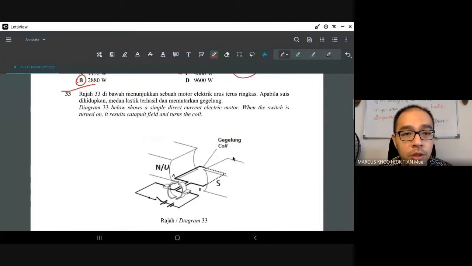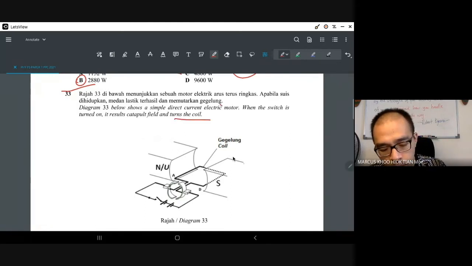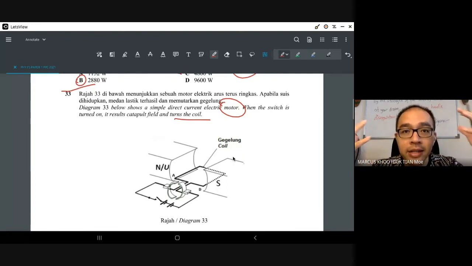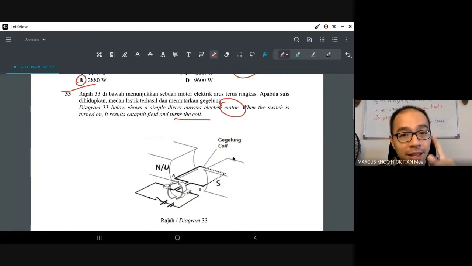33. Okay, the diagram shows a simple direct current electromotor. When the switch is turned on, it results in a catapult field and turns the coil. Okay, we need to think about this. Motor is left hand or right hand? Obviously it's left hand, because right hand is to determine the current. It is generator. Left hand is motor. You all did videos on this. Okay, whoever did the videos on this, you would be able to remember, hopefully, that the motor involves the left hand. So we'll need to talk about the left hand.